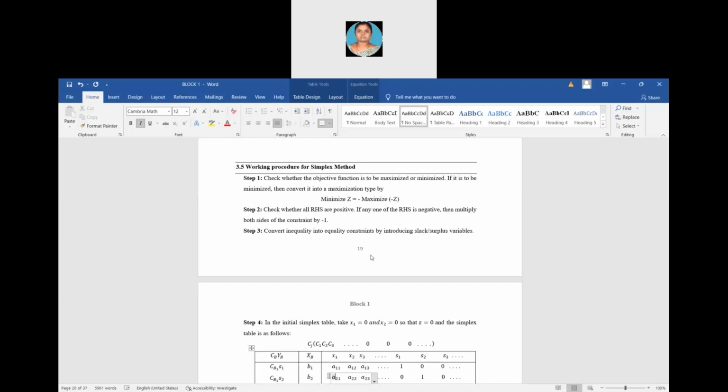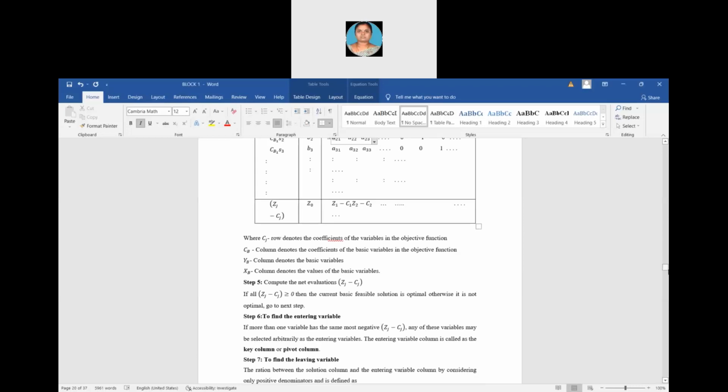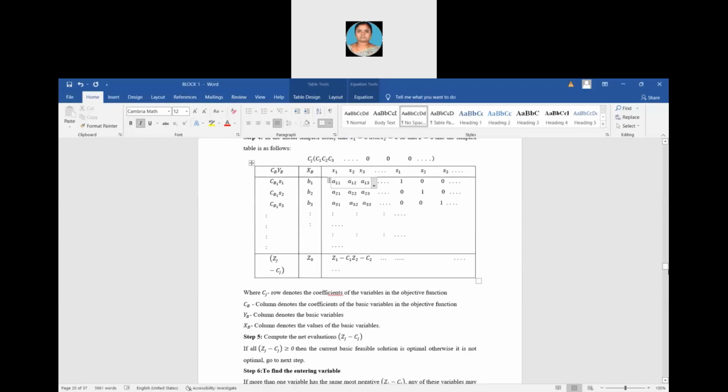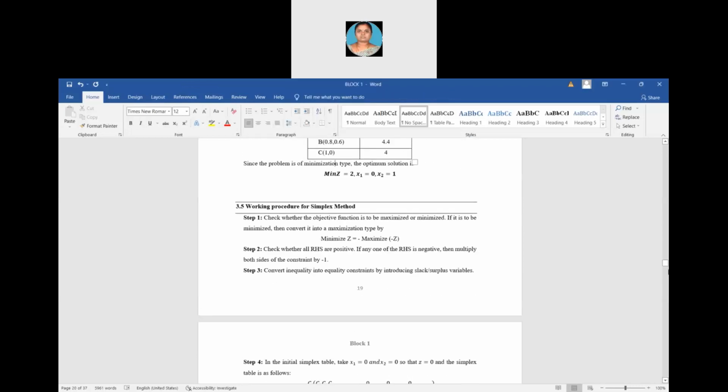That is, if you are having any inequality type, all the things must be converted into equality type. And then in the initial simplex table, this is how to frame the table for the simplex method.